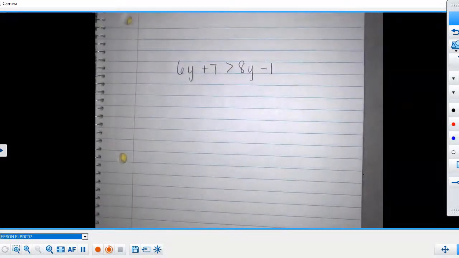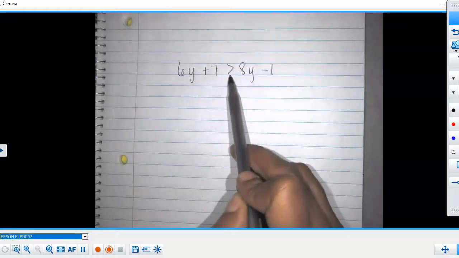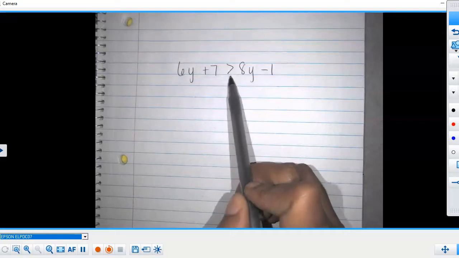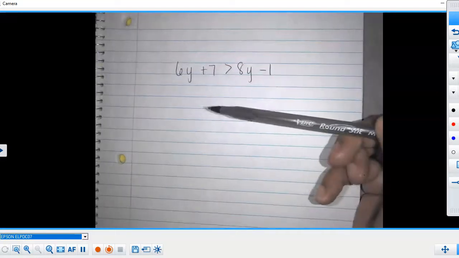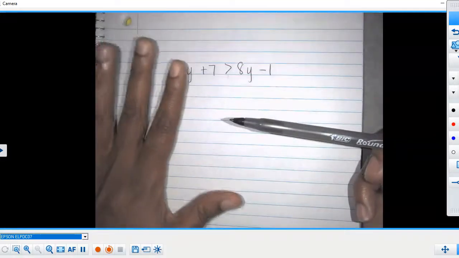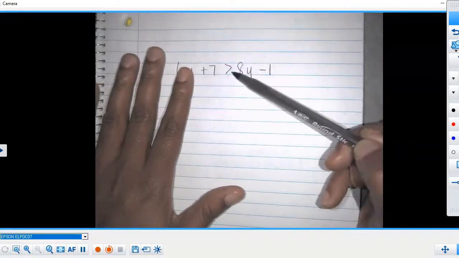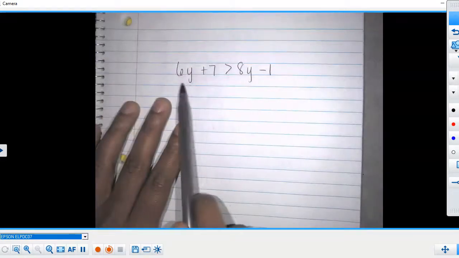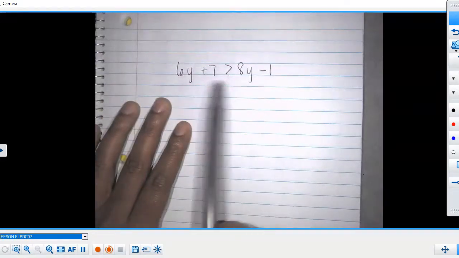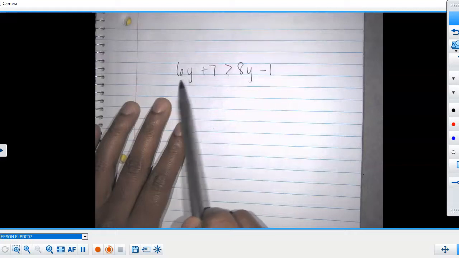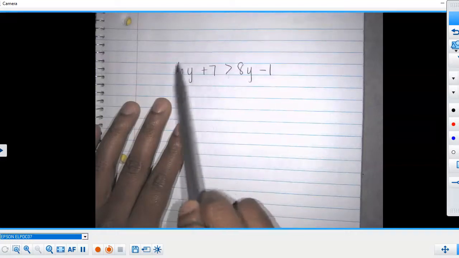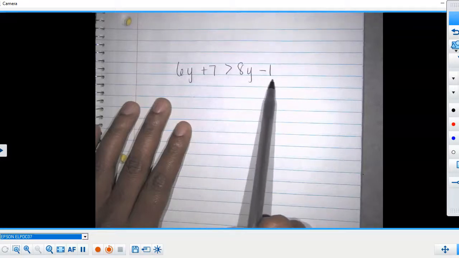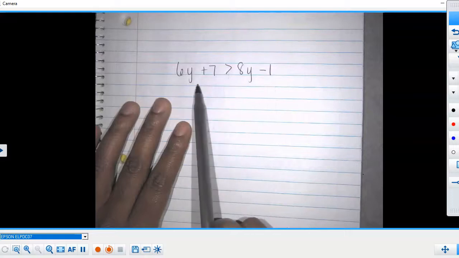Okay, so when I look at this, I don't want to get confused because it's one of those inequality symbols, but it's the same step. Remember I said, if it's facing towards the left, if you're a left-hander, then it's the hand you're writing with. If this sign is facing toward the left, it's a greater than. Why is that? Because if I read this from left to right, it's saying 6 times y, plus 7, this amount over here is greater than 8y minus 1.